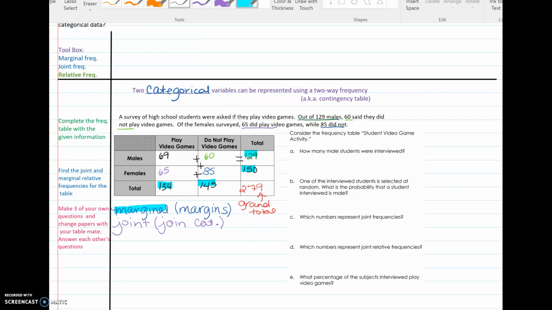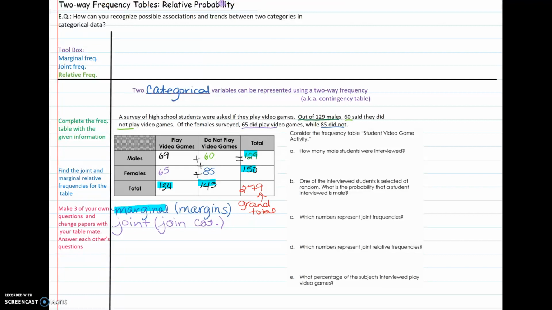Highlight. Oh, there's even a purple highlighter. That just made me happy. Oh, that's not. Let's try that again. Okay, there's a highlighter.